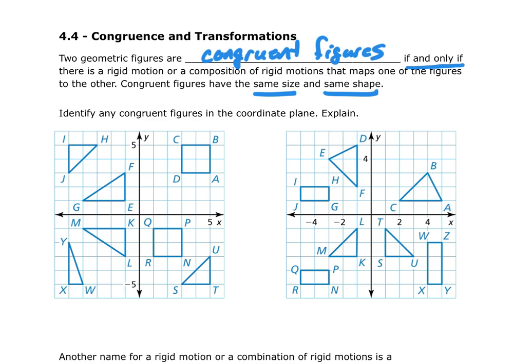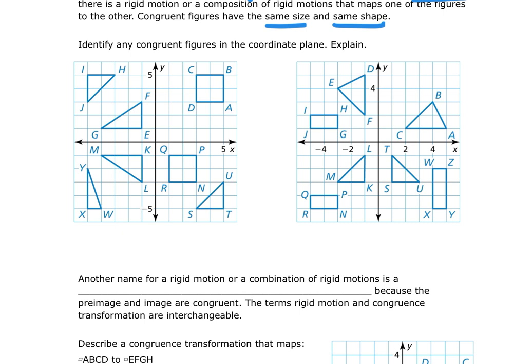Okay, identify congruent figures in the coordinate plane, explain why. So we're going to look at figures on the one on the left. What two figures may be congruent? Name one pair. Okay, which ones? Who said that? Did you say one? Which two did you say? Okay, MKL and GEF. Okay, how do we know that those two are exactly the same size and shape? Looks like it, right? Okay.